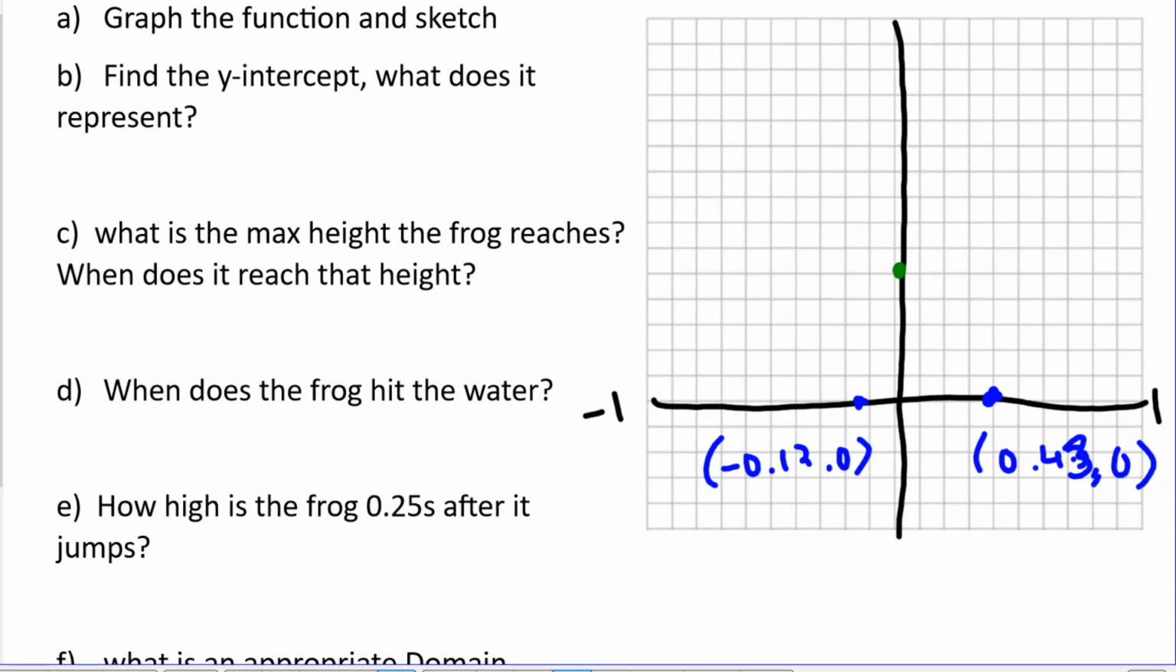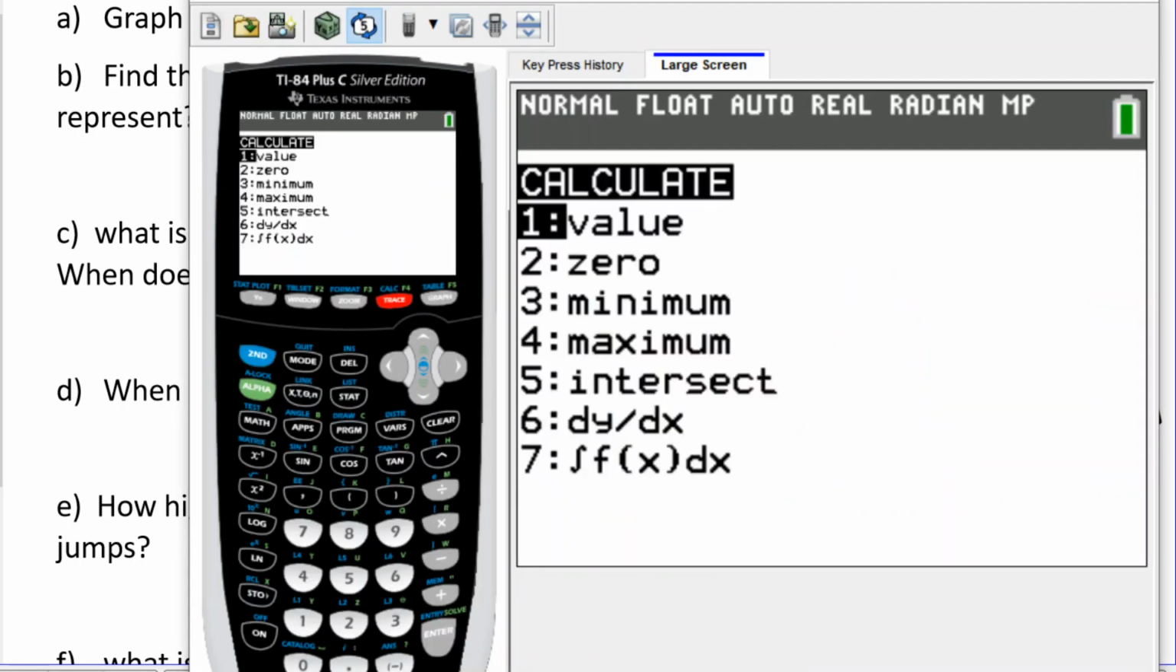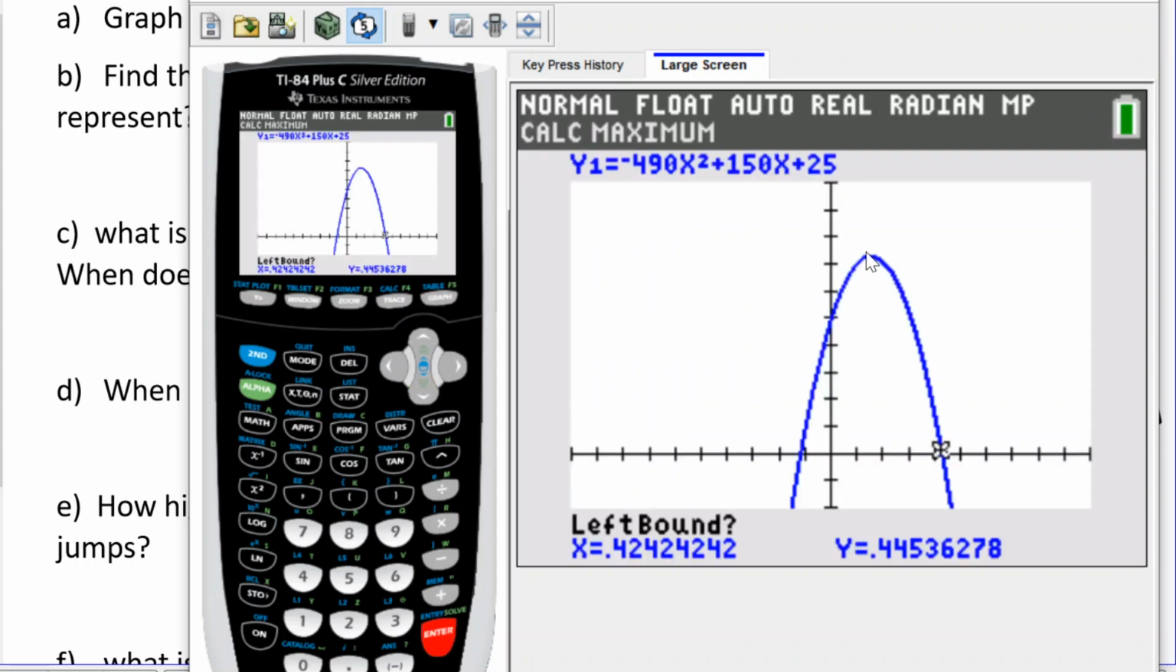And then the last point we want is our vertex. Remember, this one's going to be a maximum because my graph opens down. This vertex point up at the top is the maximum point. And again, left bound, right bound, I can type numbers in, I can use the blinking cursor. As long as I'm picking somewhere left and then somewhere right of my vertex, it's going to tell me essentially what's the highest point between these two lines.